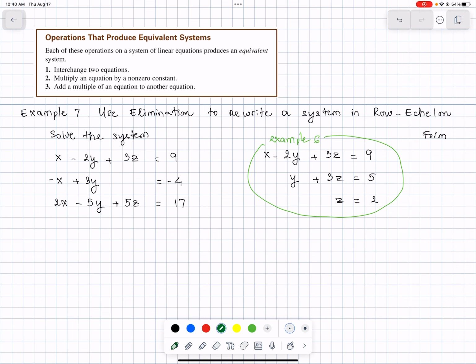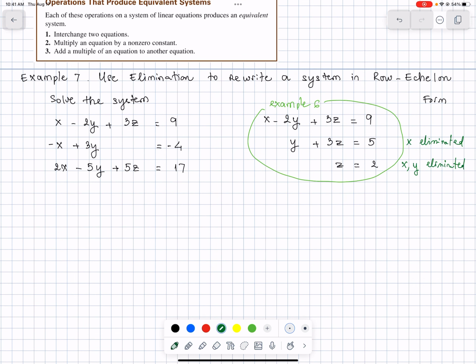I copied it from before. You can see that the first equation has x, y, and z. In the second one, the x is eliminated. And in the last one, both x and y are eliminated. So this is called the row echelon form, and we want to make that for example number 7. We will use operation 1, 2, or 3 on each step.